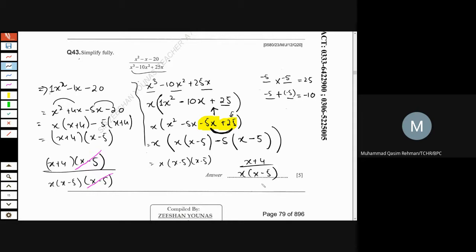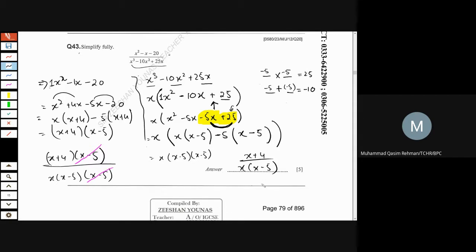Got it? Now, where do students lose marks in these kinds of questions? They cancel out x squared with maybe this x squared. I have seen these kinds of mistakes. Please do not make them. You cannot cancel out terms. You can only cancel out factors. Like x minus 5 over here was a factor, and x minus 5 over here was a factor, the whole as a factor. Only then was I able to cancel it out.